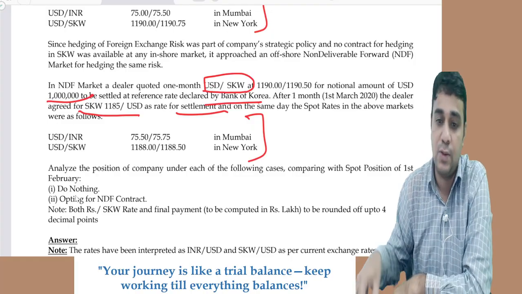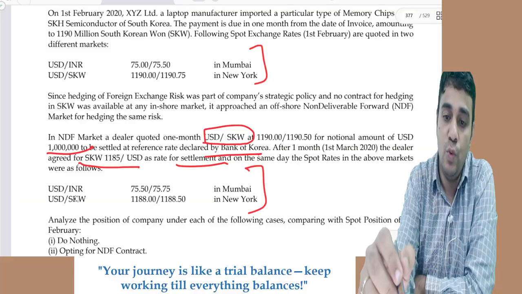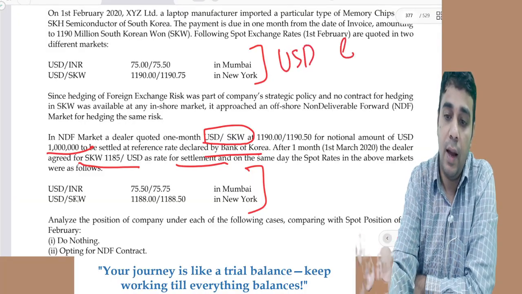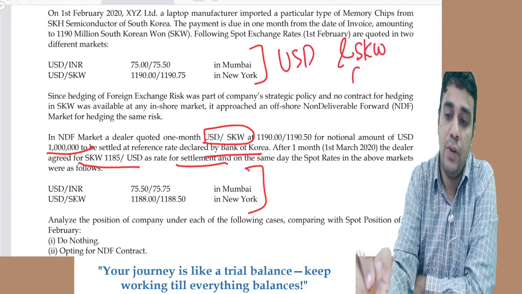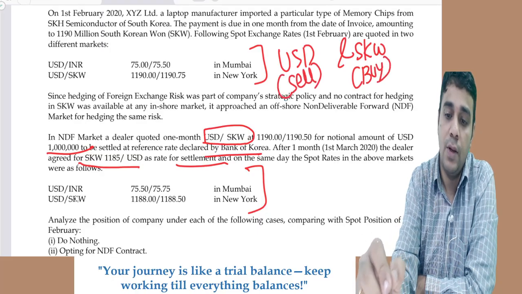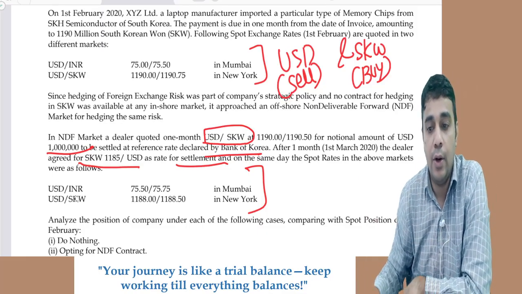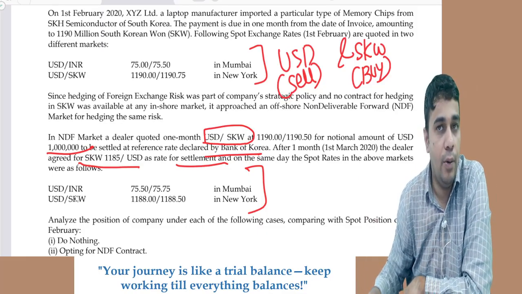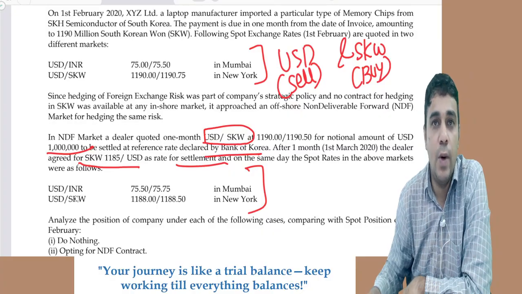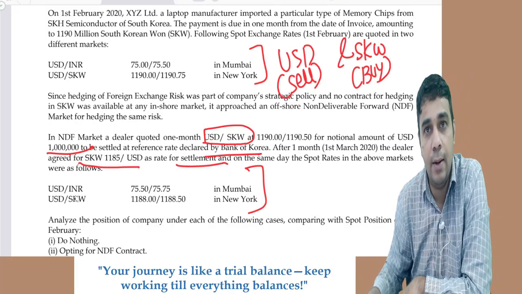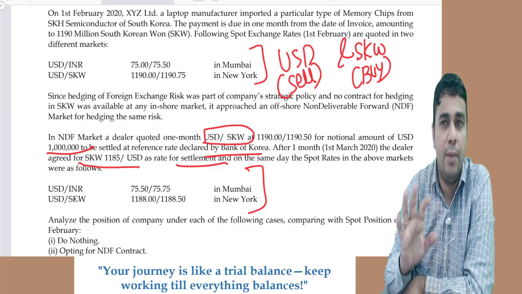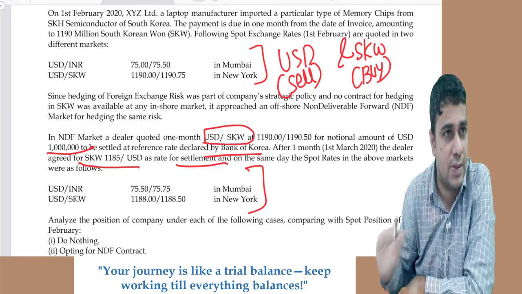So the two currencies we have for NDF are USD and SKW. This I want to buy. So technically this I want to sell. I want to buy SKW. So I'm going to sell US dollar. I want to buy SKW. Ideally we should have INR here, but INR you did not enter. Whatever the question has said, we'll follow that.